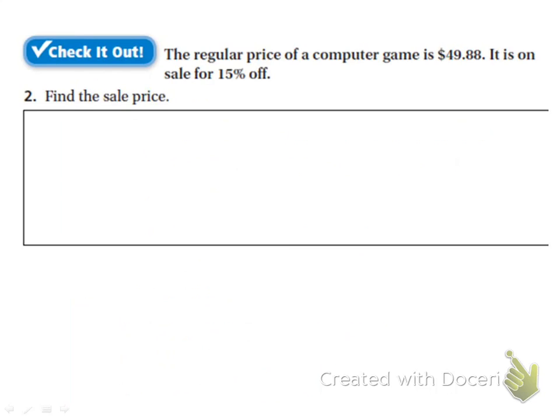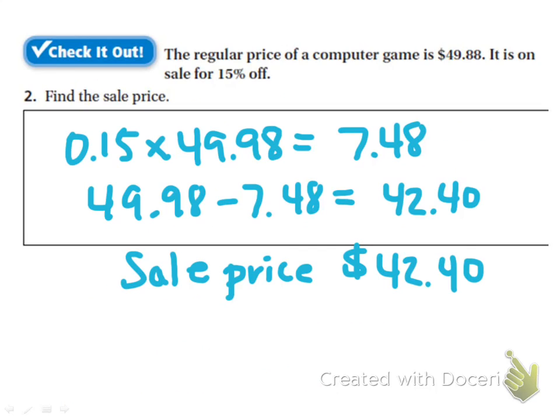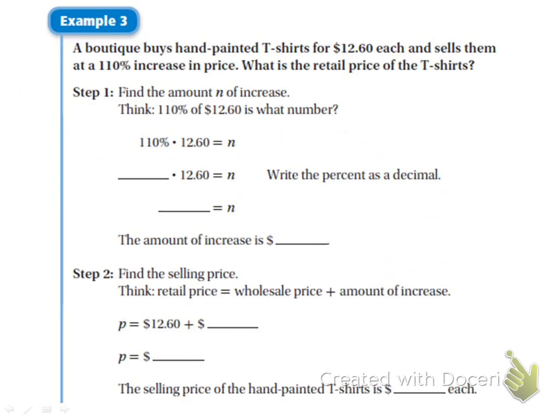Okay, I'd like you to check out number 2 on your own. Please pause the video. Okay, if you multiply the 15% as a decimal, 0.15 times 49.98, we get 7.497. And when we subtract, our sale price is $42.40. Okay, let's turn the page to example number 3.